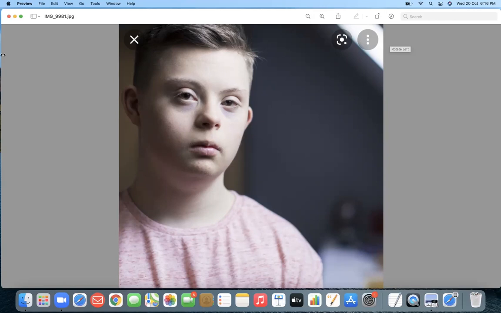Then I will go for the pulse. I will check the radial pulse for rate, rhythm, volume, and character. Then I will also check for radio-radial delay on the other side, and also radio-femoral delay. Yes, there is no delay, and the pulse is almost normal. A little bit of tachycardia is there.